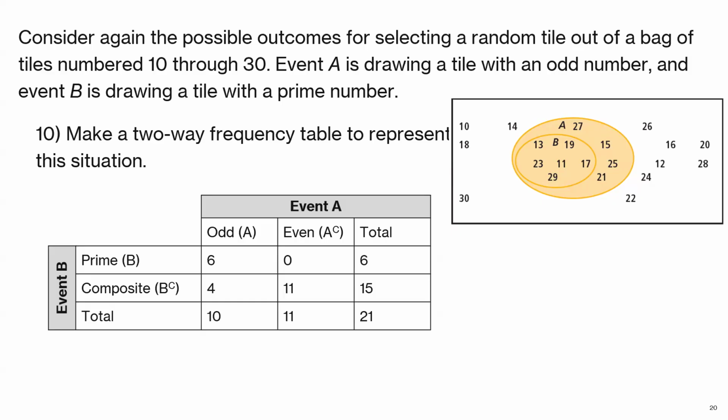So there are 6 prime odd numbers, so everything in event B. There are 0 prime even numbers. We already talked about that. There are 4 composite odd numbers because 15 has factors besides 1 and 15. 25 has factors besides 1 and 25. 21, 27, they all have factors besides 1 and themselves. So those are your composite odds. And then the composite evens, there are 11 of those because they're all at least divisible by 2. So they're definitely composite. And then you have your marginal counts.